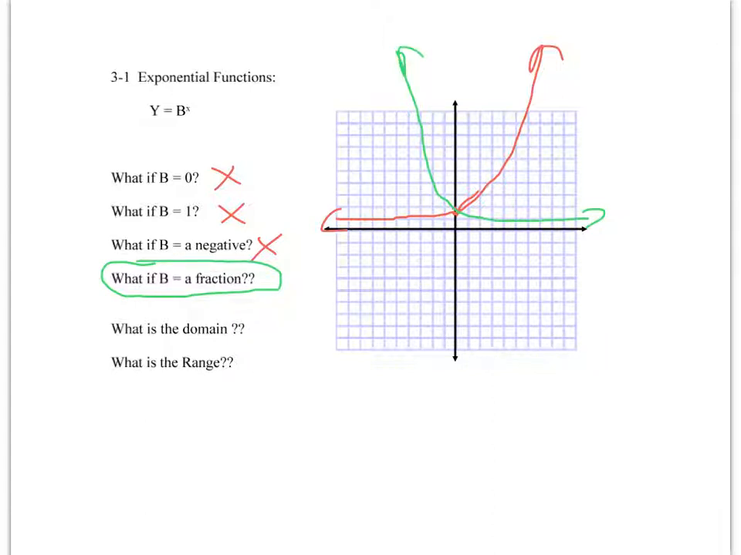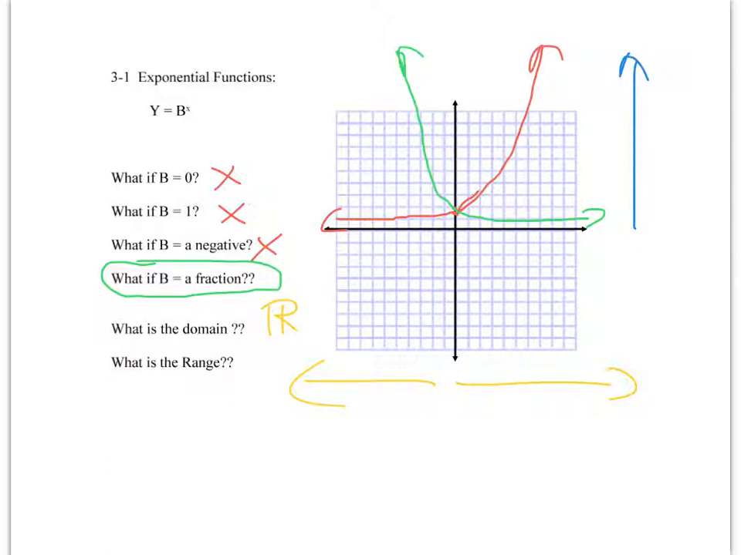But looking at either exponential function, we can see now that the domain, this graph does move forever to both left and right. So the domain is all real numbers. And the range, the graph will never go below the x-axis, and in fact will never reach the x-axis.